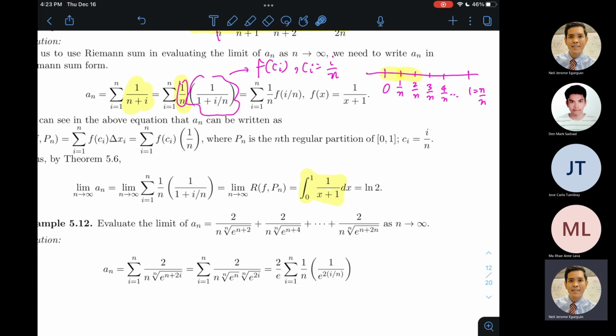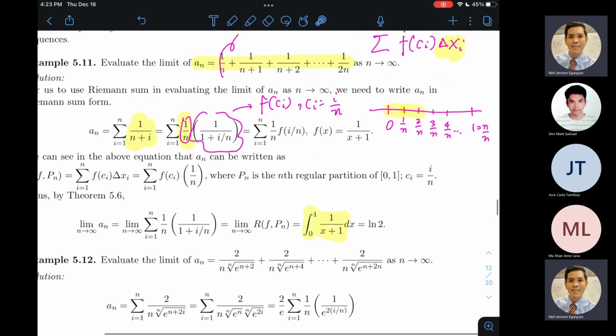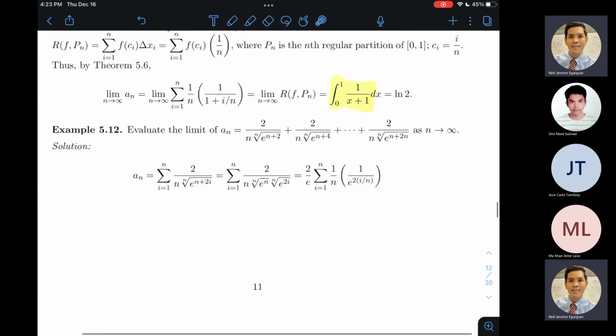All right, so that's one clever way of how to use Darboux's theorem in evaluating limits of sequences, in particular kung saan nagko-converge yung mga infinite series. Kasi nga yung sequence natin dito ay sequence ng mga partial sums. Okay? Now, another example is in example 12.